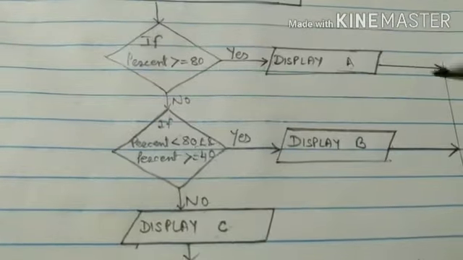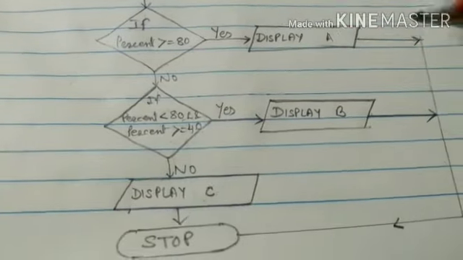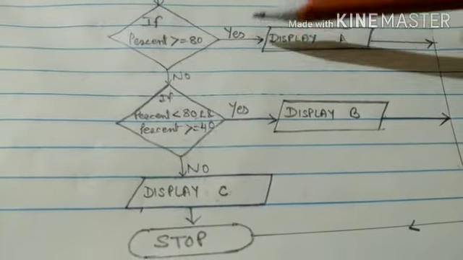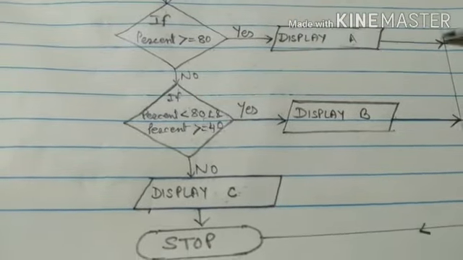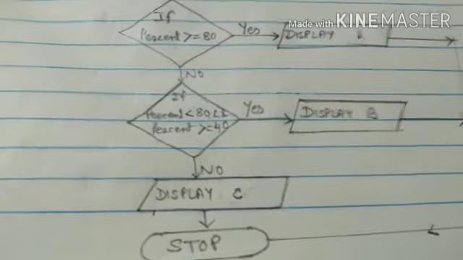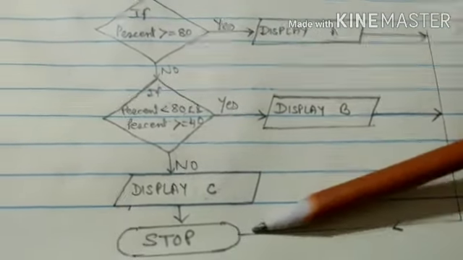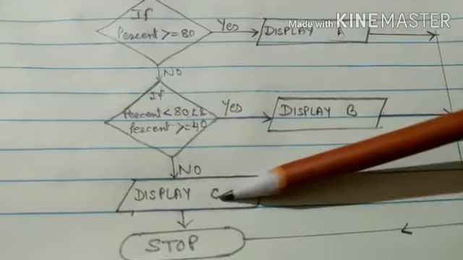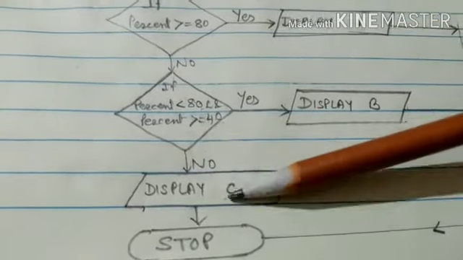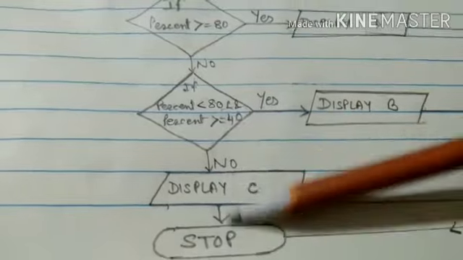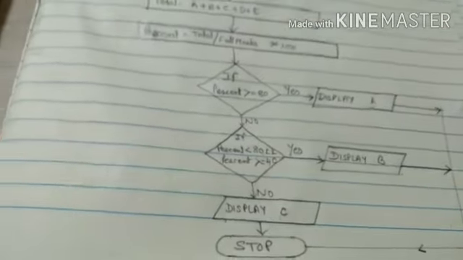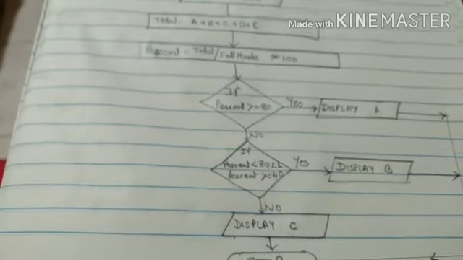And after displaying all, if the condition says yes, it will display A, and after that it will stop. Similarly, after displaying B, it will also stop. And after displaying C, it will also stop. So this is the flowchart.